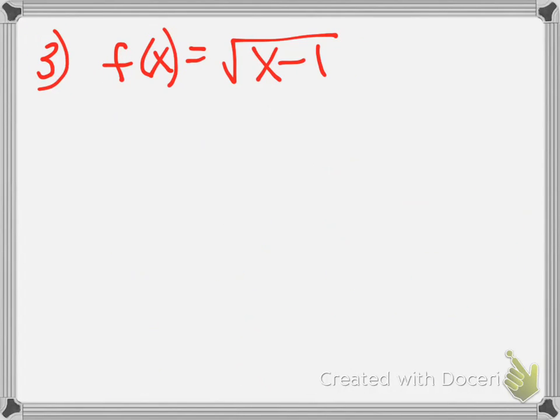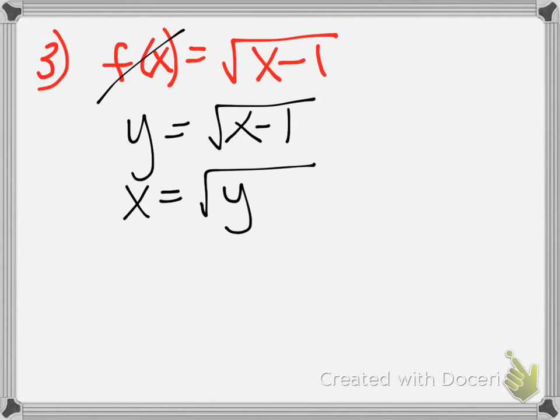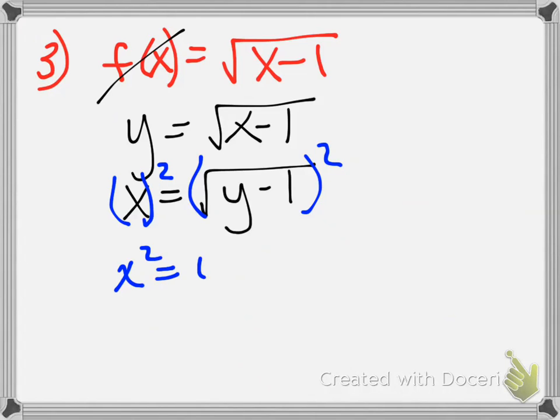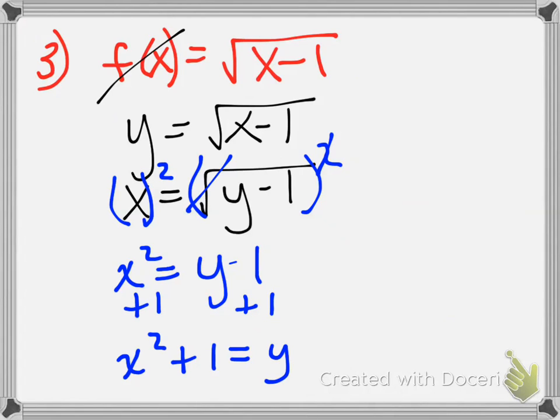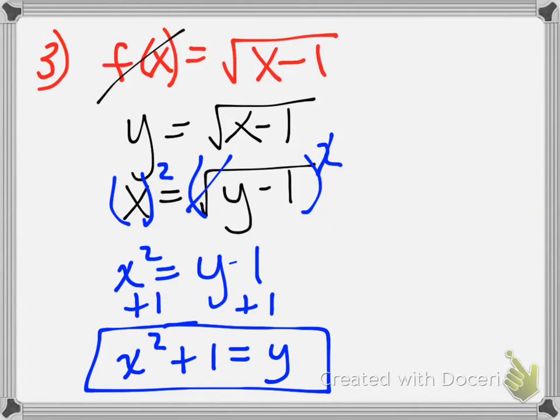Number 3, y equals the square root of x minus 1. I switch the x with the y. Now the first thing I have to do is get rid of the square root. So I'm going to square both sides, which gives me x squared equals y minus 1, because the square cancels the whole square root symbol. Now I add 1 to both sides, and I have x squared plus 1 equals y for an inverse.